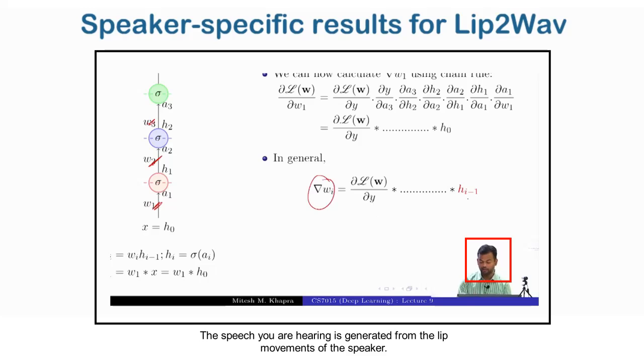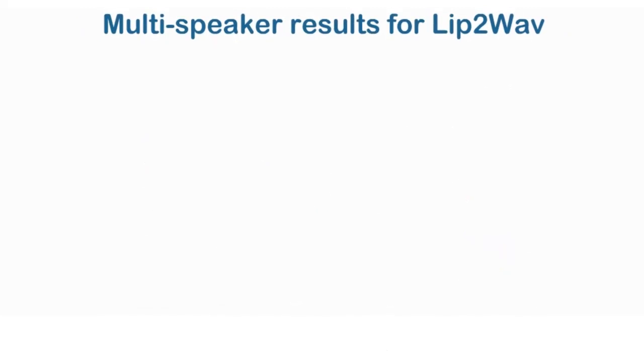The gradient formula. We can also generate word level utterances for any speaker in the wild using an additional speaker embedding containing the voice information.